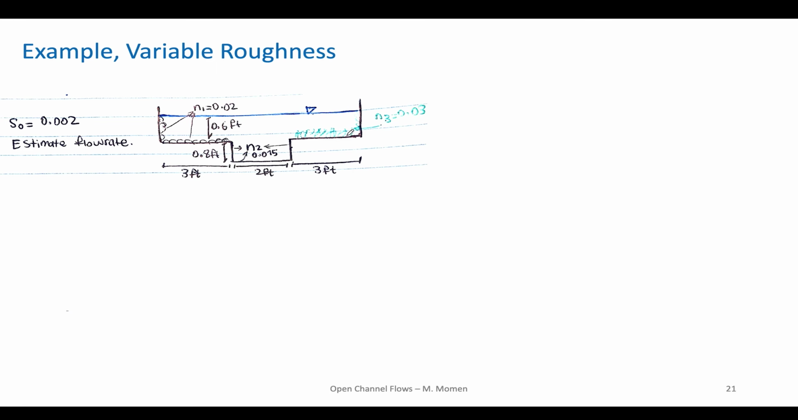So the length from here is 3 foot, from here to here is 2 foot, and from here to here is 3 foot, and from here to here is 0.8 foot, and the depth of the channel from here to here is 0.6. So this is the geometry of the channel, and we have three roughnesses, and now we want to see how we can estimate flow rate in this type of problem where we have different roughnesses.